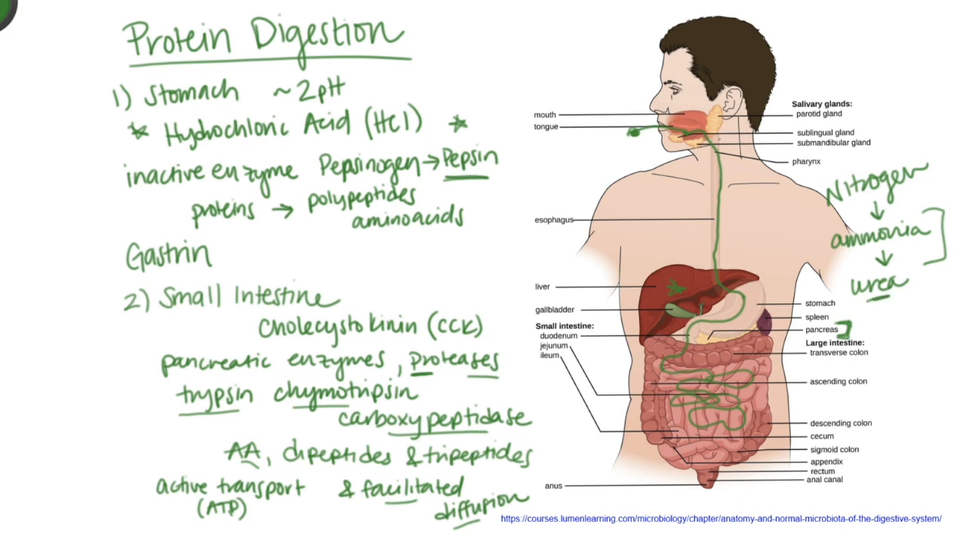Thankfully, urea can be excreted by our kidneys, so we'll see that urea going to the kidneys and being urinated out. If you're digesting the protein appropriately, you shouldn't really see a lot of protein getting into the large intestine. You should have broken much of it down and absorbed pretty much all of it in the small intestine.